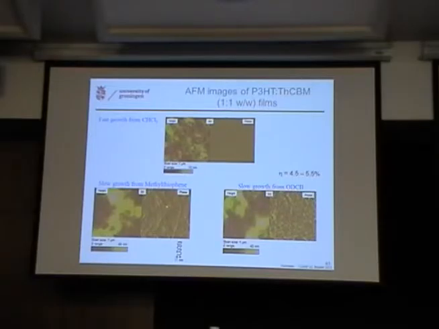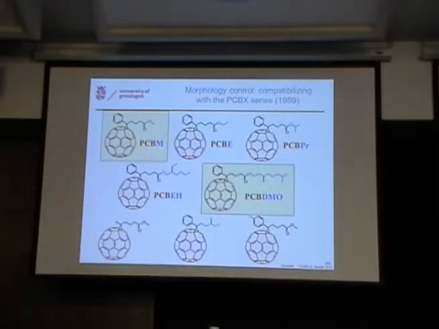And then if you are here, you get the good activity. You get your efficiencies of something like 5%, and here you have an efficiency of, if you do not anneal, you have an efficiency of 1% or something like that. You can also play with the side chain of the PCBM.